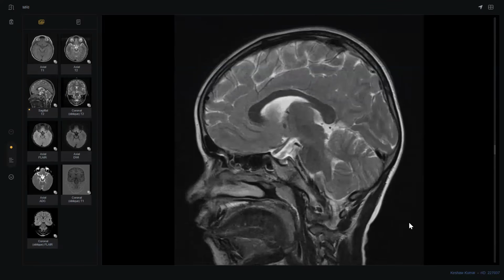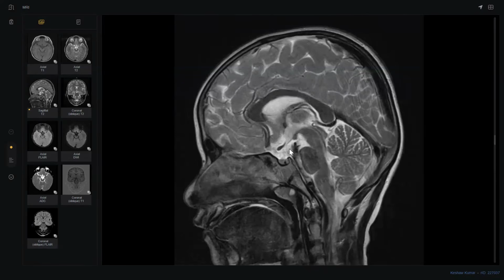Show me, please. Sir, if I go in the midline, I feel there is this area plus this. This is the CSF pulsation. Yes, sir. Okay.